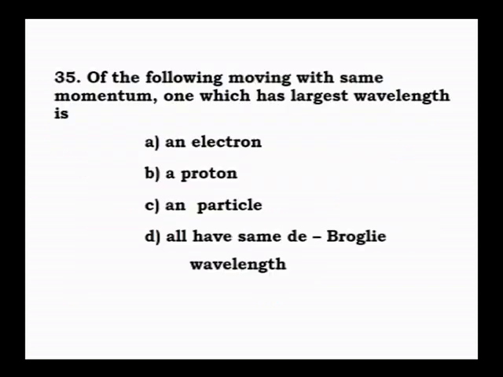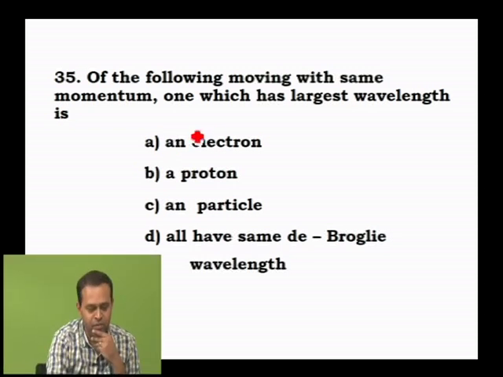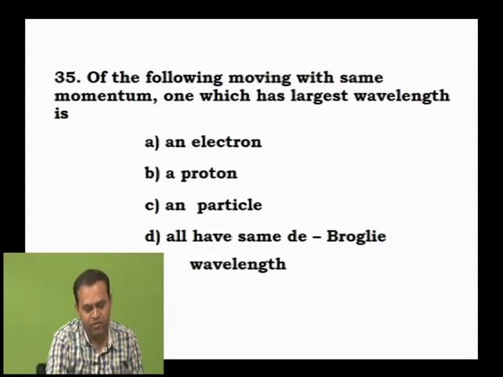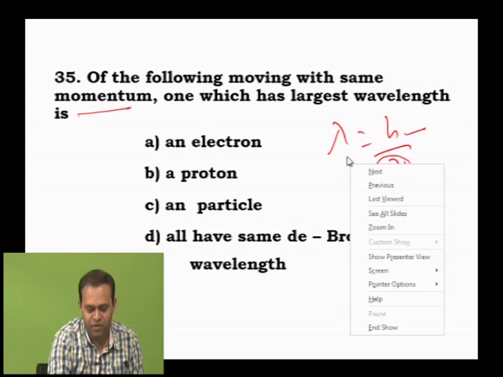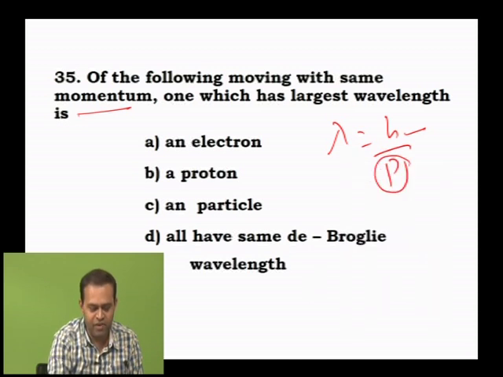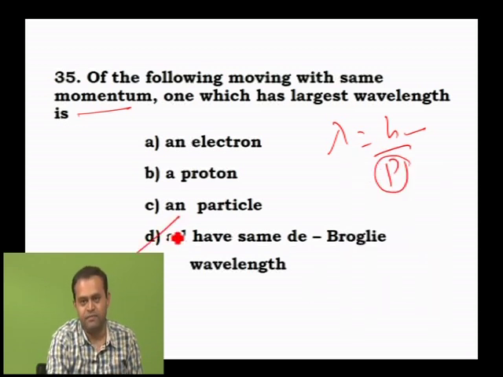Then, of the following moving with the same momentum, which one has the largest de Broglie wavelength? The same momentum is given. If momentum is the same, lambda is also the same, because you know the expression lambda equals h by p. If momentum is the same, h is a constant, so lambda is also the same. Therefore all have the same de Broglie wavelength, which means the fourth option is correct.